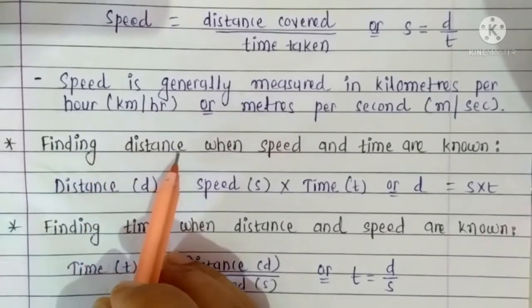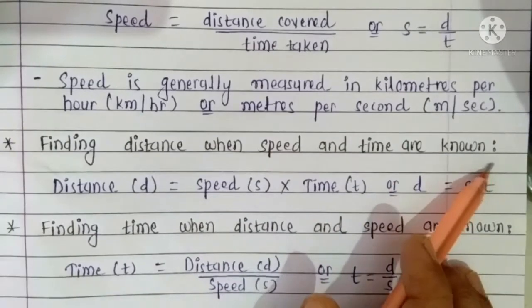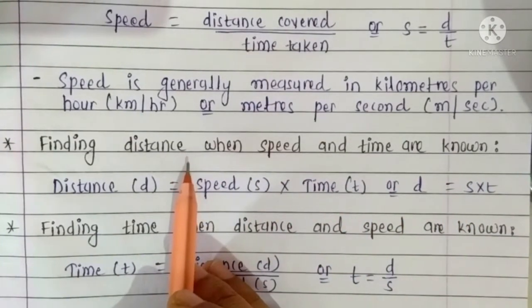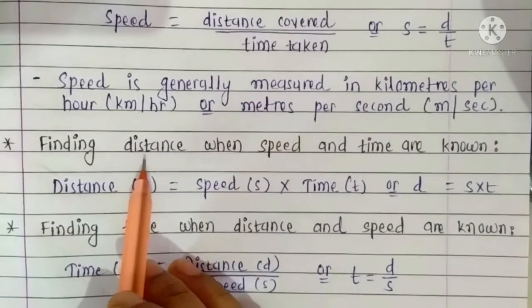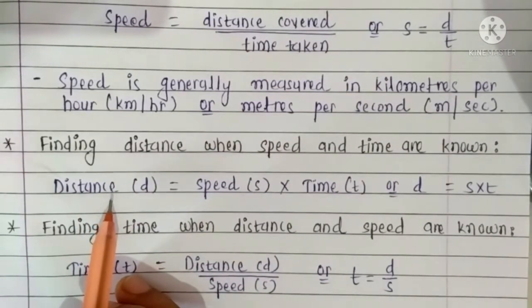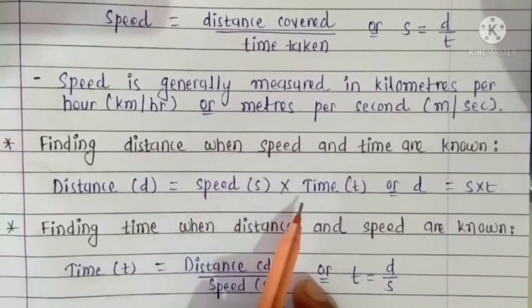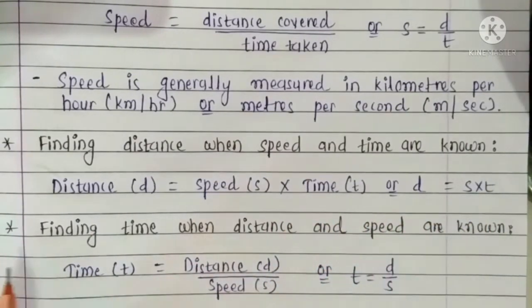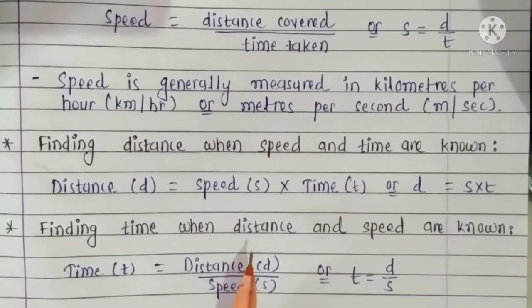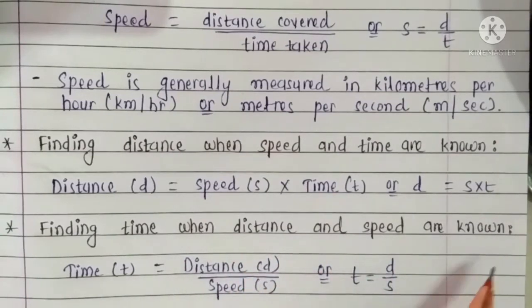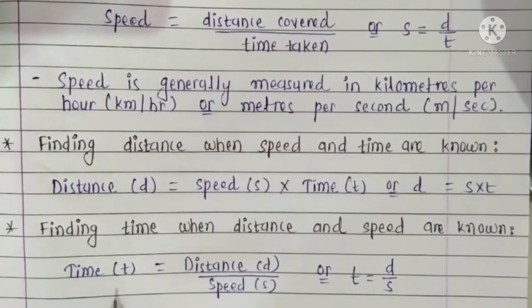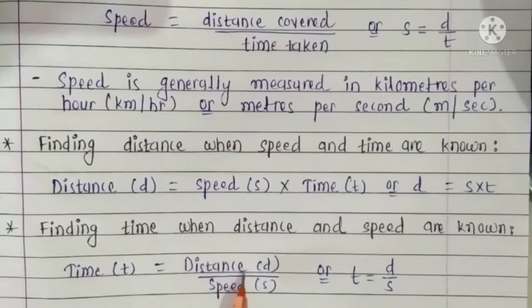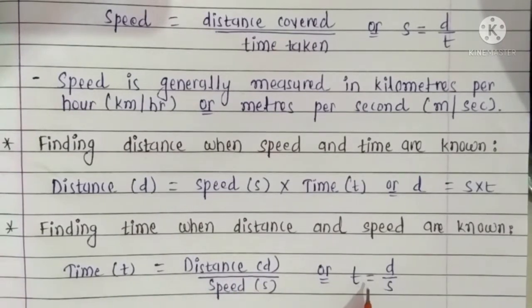Next, finding distance when speed and time are known. That means if speed and time are known and distance is unknown, then we will use the formula distance is equal to speed multiplied by time, D is equal to S multiplied by T. Next, finding time when distance and speed are known. That means if distance and speed are known and time is unknown, then we will use the formula time is equal to distance upon speed, T is equal to D upon S.